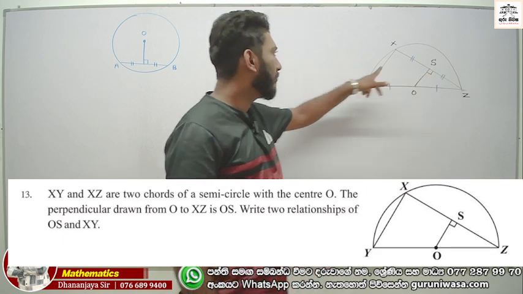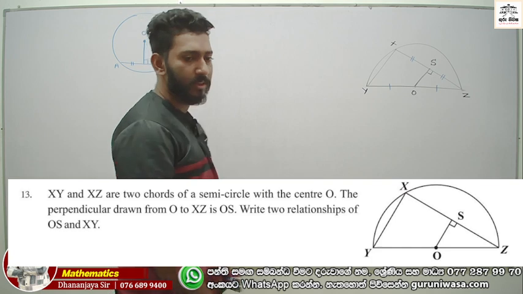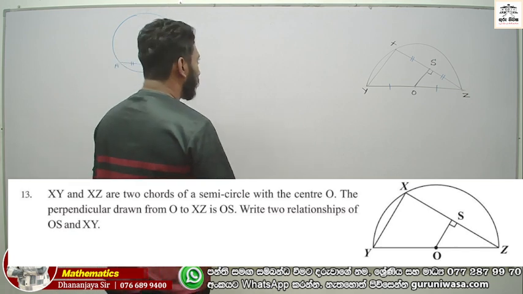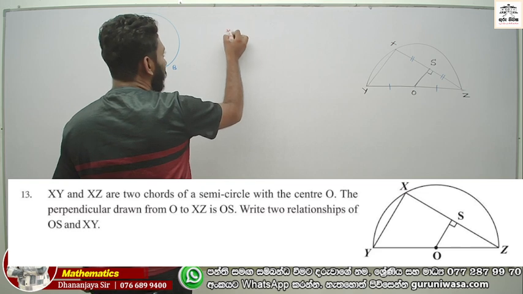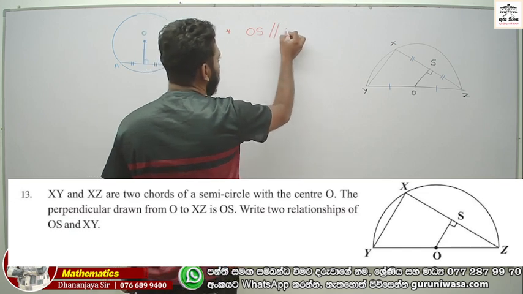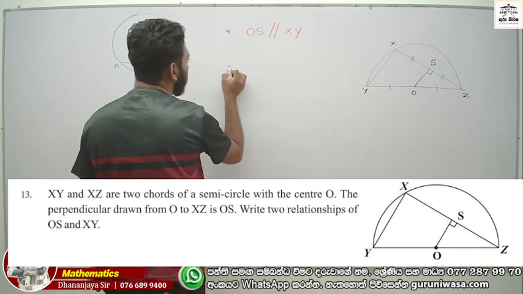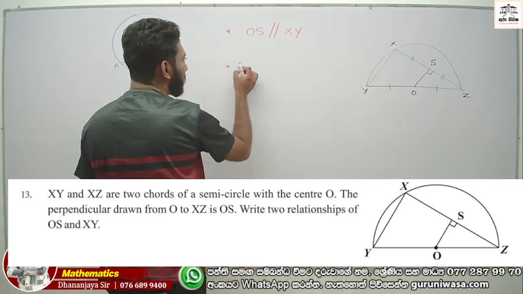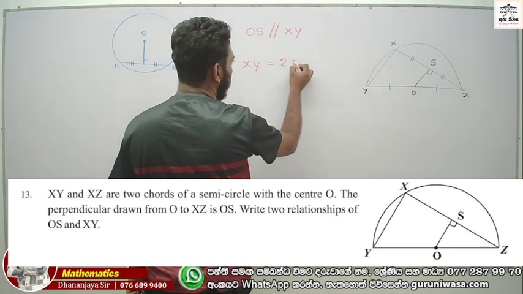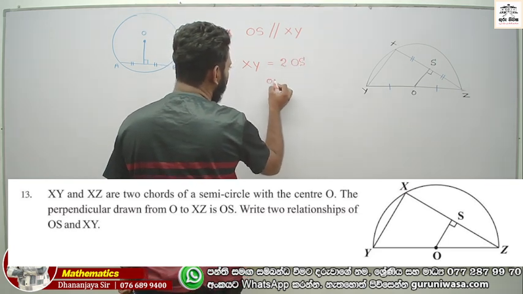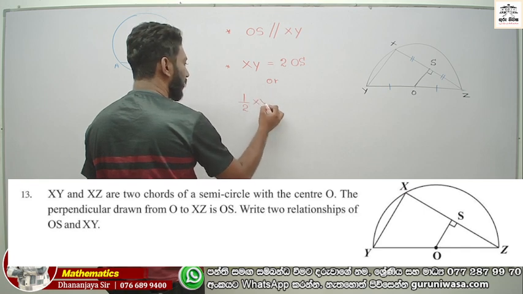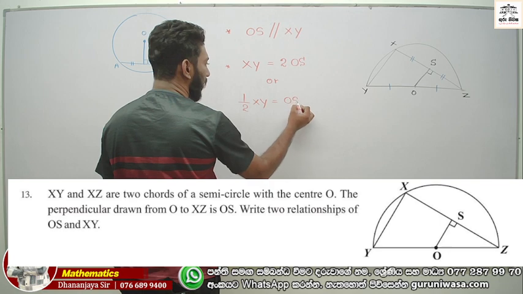OS should be parallel to XY. Now OS and XY, write the two relationships. What is the first one? The first one: OS should be parallel to XY. That's the first relationship. Second one, XY is equal to 2 times OS. Or you can say half of XY is equal to OS.